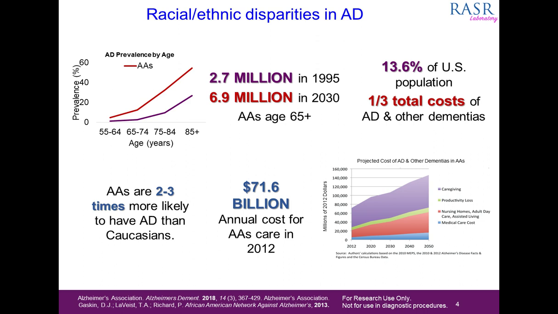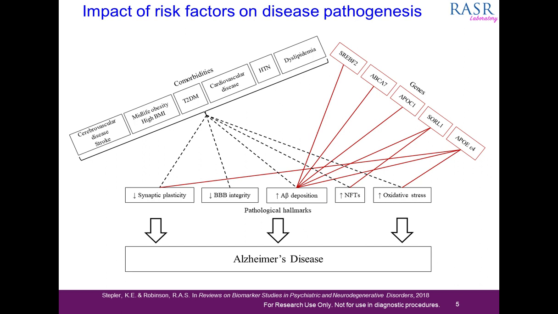What's also interesting are the costs associated with Alzheimer's disease care and caregiving, and you can see that the small percentage of the population comprised by African Americans represents 1/3 of the total costs spent on Alzheimer's disease and other dementias. And so this presents a lot of socioeconomic and demographic issues in the United States. We're trying to figure out how to reduce these disparities for this and for other groups.